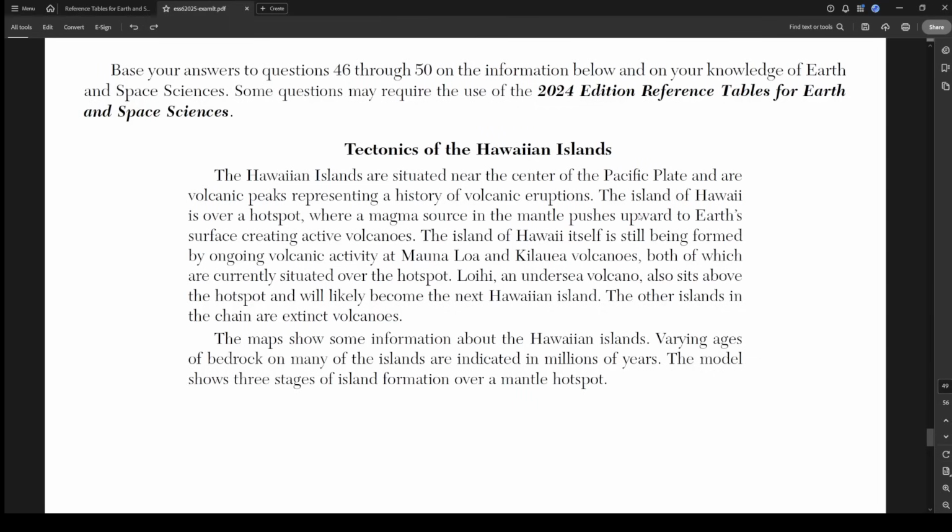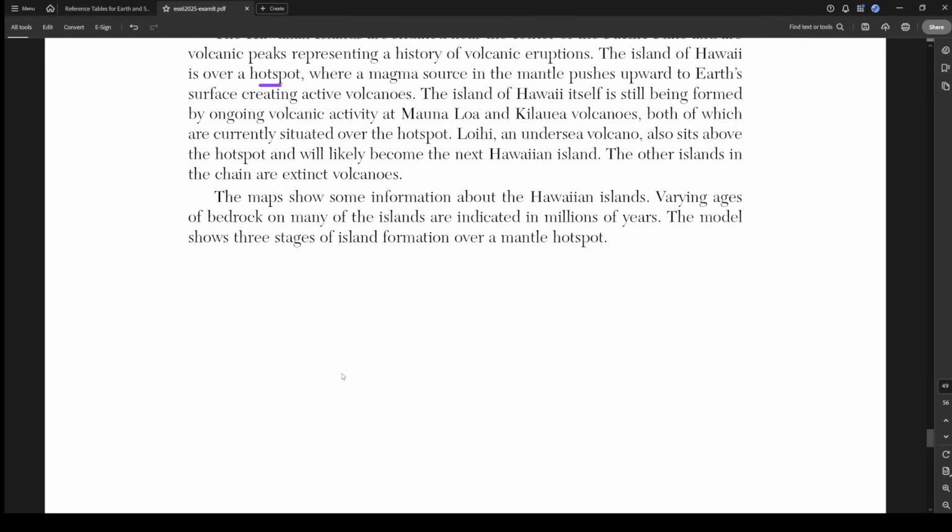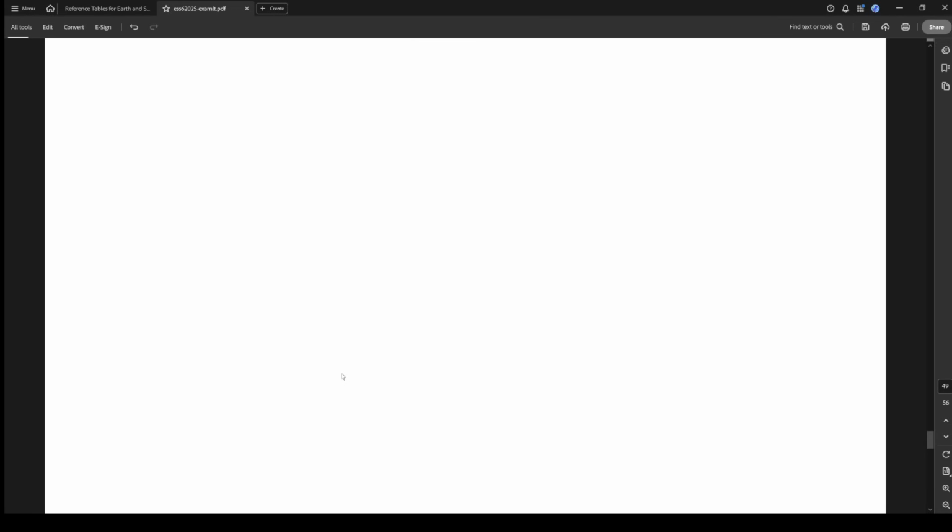The island of Hawaii is over a hotspot where magma source pushes upward, creating active volcanoes. Great. The island of Hawaii itself is still being formed at Mauna Loa and Kilauea volcanoes, both of which are currently situated over the hotspot. Loihi, an undersea volcano, also sits above the hotspot, sorry, I'm pronouncing all this wrong, and will likely become the next Hawaiian island. The other islands in the chain are extinct volcanoes. The map shows the formation of them, varying the age of the bedrock. The model shows 3 stages over the hotspot.